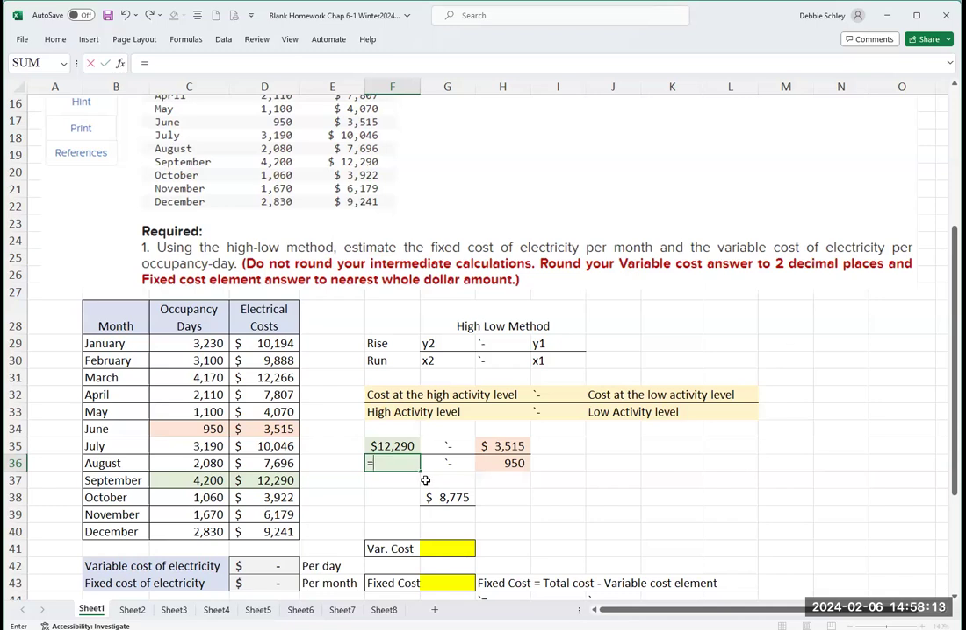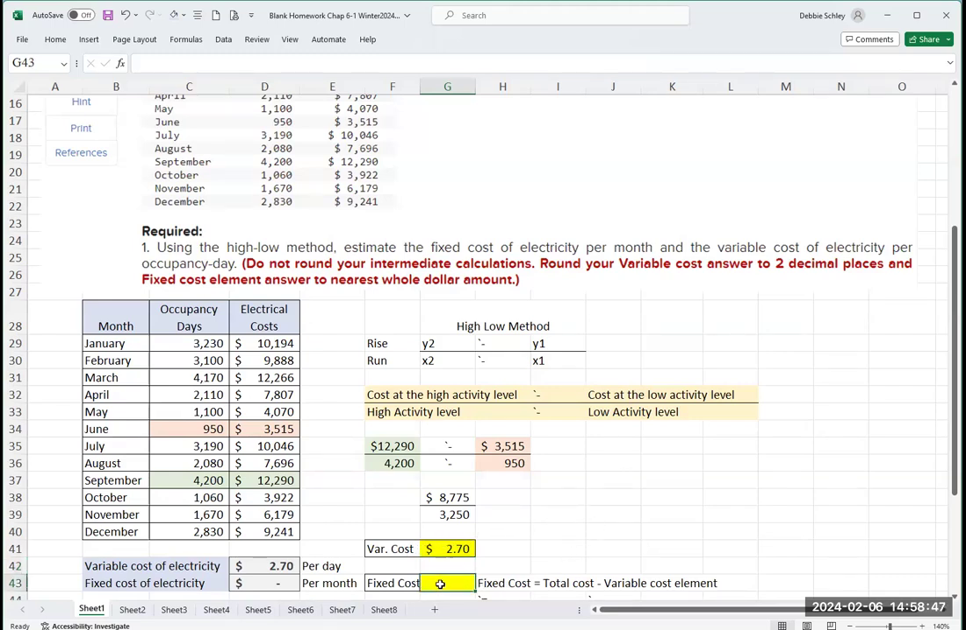Whoops, that's not what I wanted to do. Right, here's where I want it. Equals this minus this. Okay. So then I just divide the difference in the cost by the difference in the occupancy days. And that gives me a variable cost of electricity of $2.70 per day. So that's the first part.